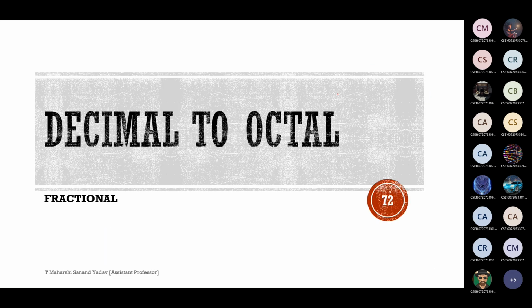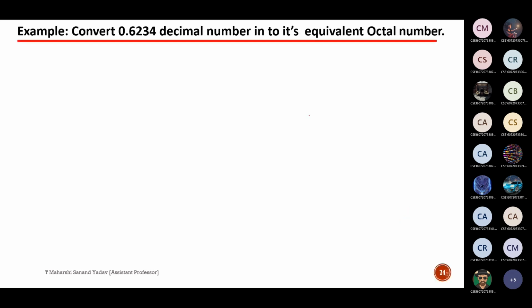Next, fractional problem. So here, what is the method? Convert 0.6234 into octal. Multiply by 8, sir. Correct. Multiply by 8. Please solve it and tell me the answer. 0.6234 multiply with 8.